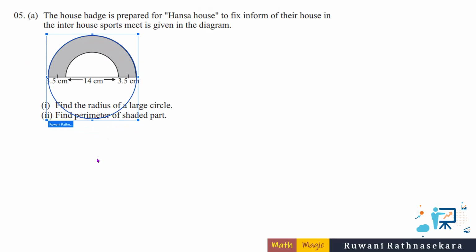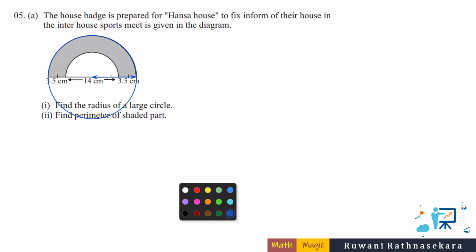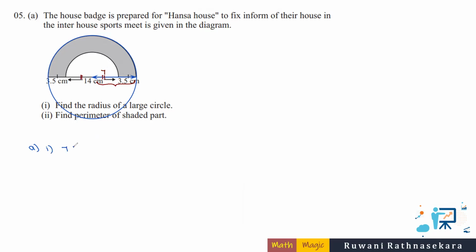Right? Since it's half of a circle, its radius will be this much. So to find that, you have to add 2 measurements. Since this total length is 14, these two will be 7 centimeters each. To 7, you have to add 3.5. That is the radius of the large semicircle. The answer for part A, Roman number 1, is 7 plus 3.5, which is 10.5 centimeters.